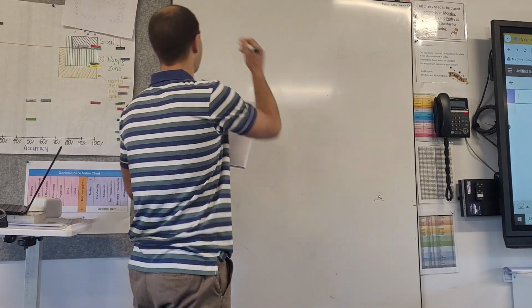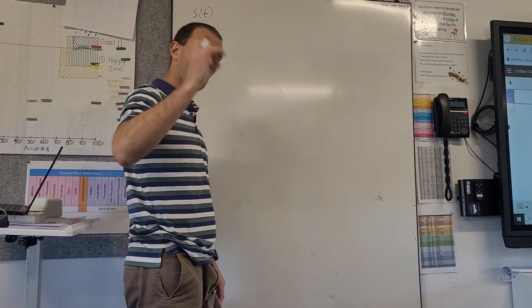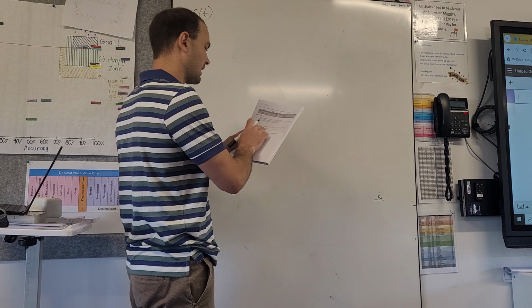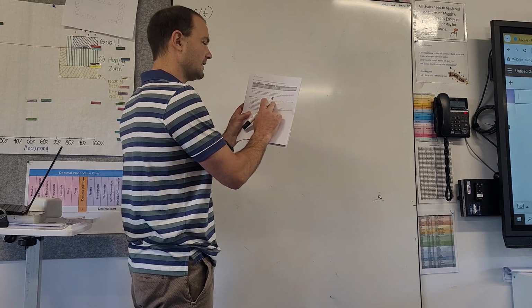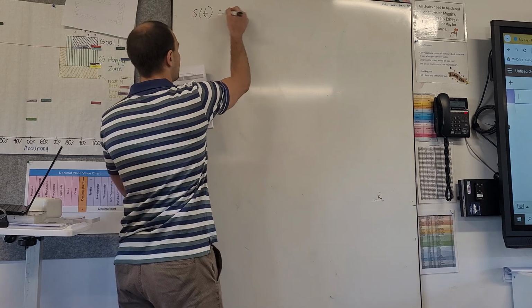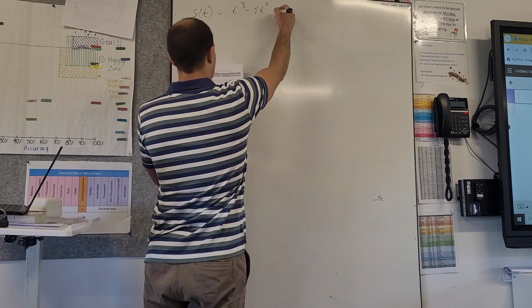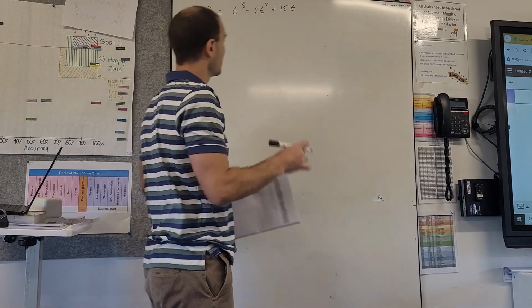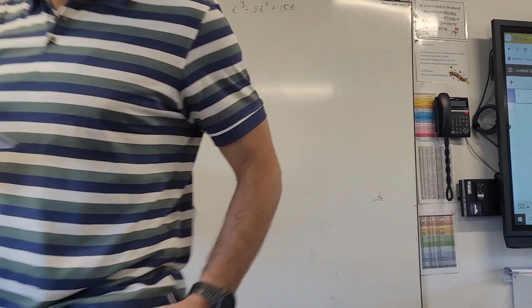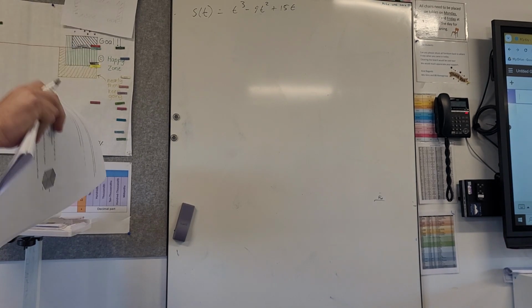So what we remember is we have s of t, and this is a displacement function. It tells you the position of some object or particle with regards to time. So we have a particle moving along the x-axis, and its position is given by this function: t to the 3, take 9t squared plus 15t. Okay, part A. Draw sign diagrams of the particle's acceleration and velocity functions.